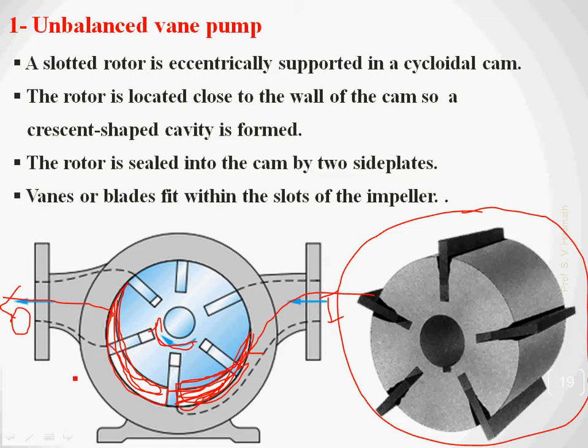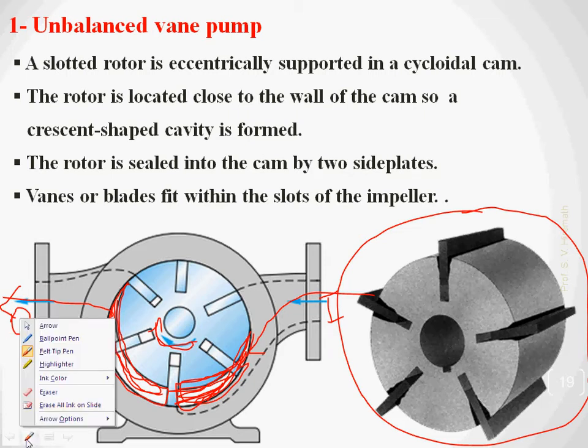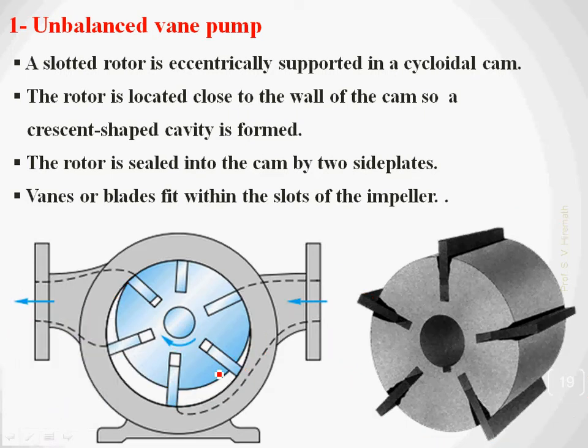And why are we calling it unbalanced? The vane pump is okay, but why unbalanced? In this case, this is the negative pressure zone, right? The force will be applied on the shaft in this direction. That is nothing but a pull force which acts on the shaft.